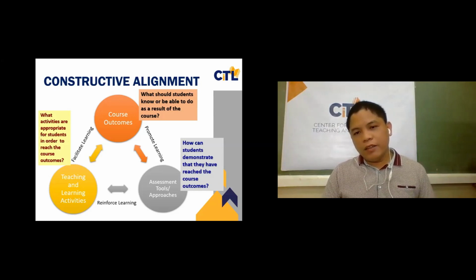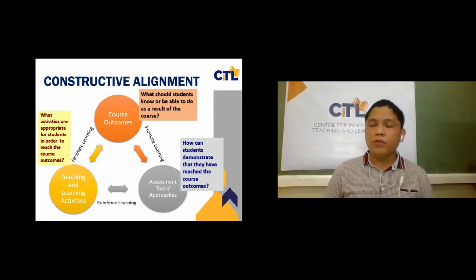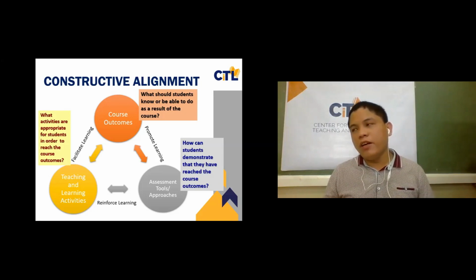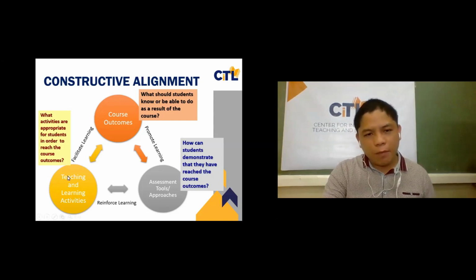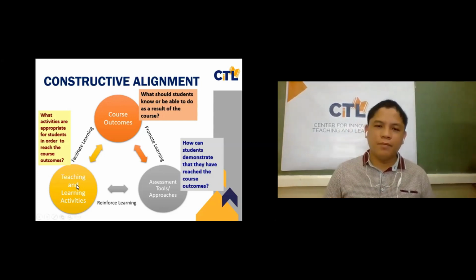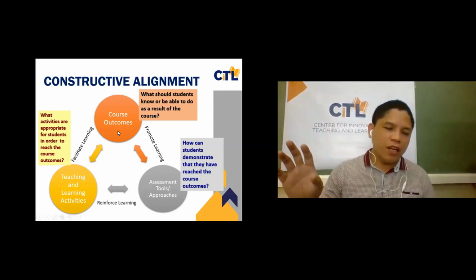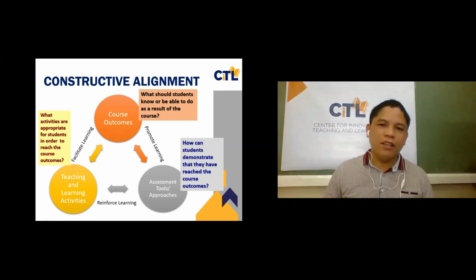And after that are the assessment tools or approach that I'm going to provide for my students so that I can measure that the students are really demonstrating and reaching this particular outcome. So these three are aligned. Okay? They cannot be not aligned. Because if this is your course outcome and your activity is this and it's not aligned, then there's a problem, because you are creating a task or activity for a student that is not aligned to your course outcome.